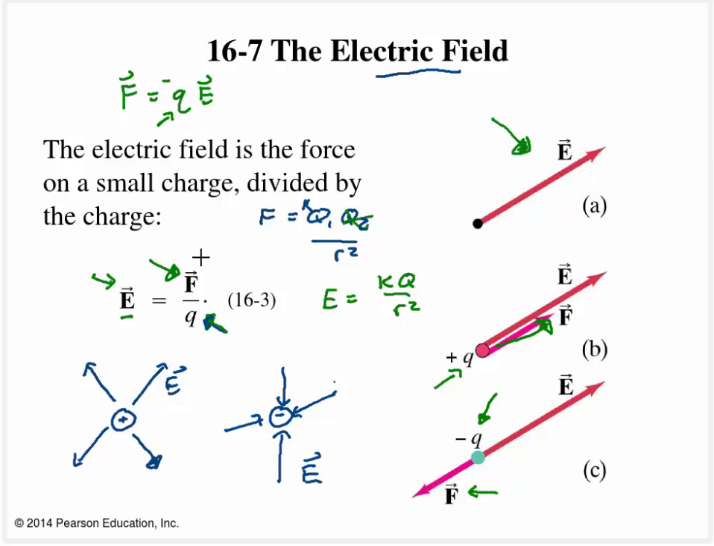The last thing I want to mention about the electric field is the units. Force is always going to have a unit of newtons. Charge is always going to have a unit of coulombs. So the electric field units are going to be newtons per coulomb. I'll talk about it in the next lecture. You might also see a volt per meter. So the units of electric field are a newton per coulomb.